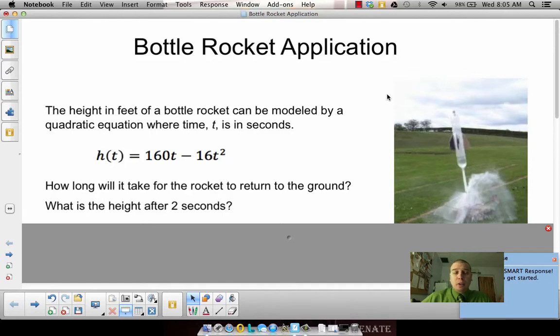Alright, so we got 3 more to go. I'm hoping to keep these short and sweet because I know some of them are taking a little bit of time, so I'm just going to roll right onto it. So, number 11, bottle rocket application.